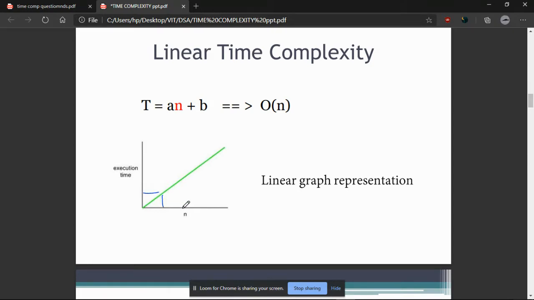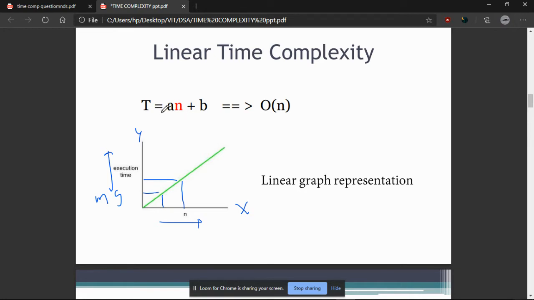Now if we increase the input, see in this graph, x has the input and y has the execution time, which is in microseconds. Now this execution time increases linearly. This is why it's called linear time complexity.